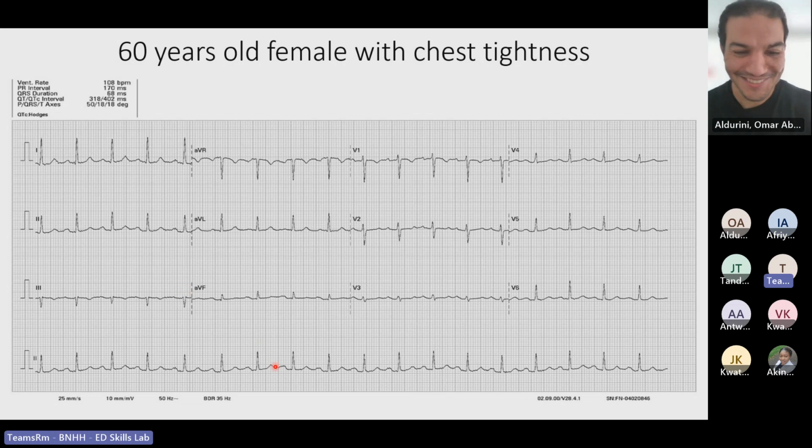So next step, we will check the waves. I could see the presence of the P waves, followed by the QRS complex, followed by the T wave. You could see that they are all present, and all consistent.